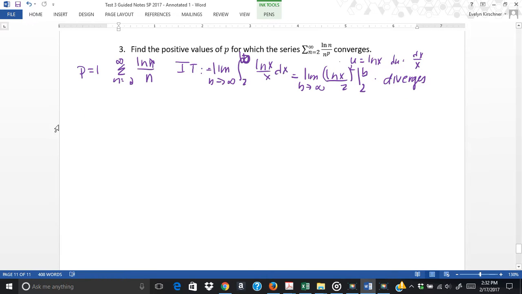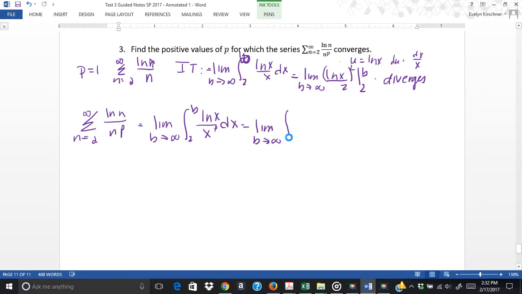So again, I'm going to use the integral test. I have the sum as n equals 2 to infinity of the natural log of n over n to the p. That's the same as the limit as b goes to infinity of the integral from 2 to b of the natural log of x over x to the p dx, which equals the limit as b goes to infinity of the integral from 2 to b of x to the negative p times the natural log of x dx. Well, to solve this, I'm going to have to use integration by parts.